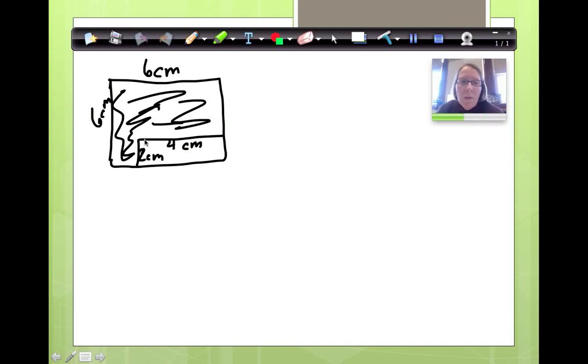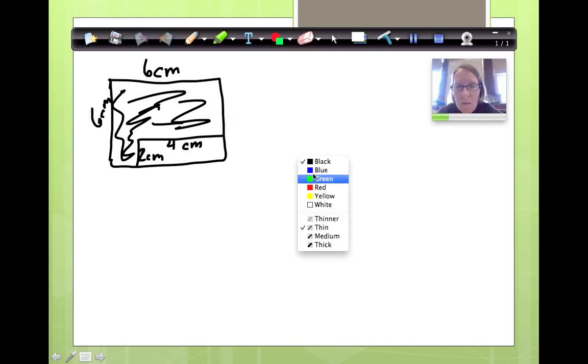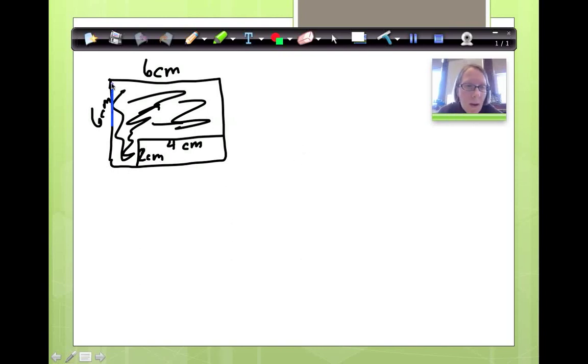We can cut it into parts, or we can do the total and do the takeaway section. I think I'm going to do that one. So what is the area of the entire piece? Let's do that one blue. We want to know what this whole area is. So the area would be the side by this side, 6 times 6, which equals 36 square centimeters.